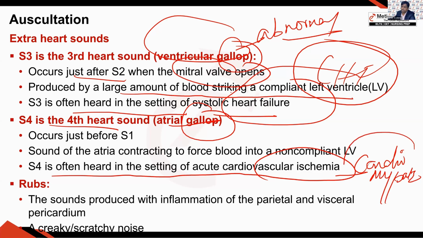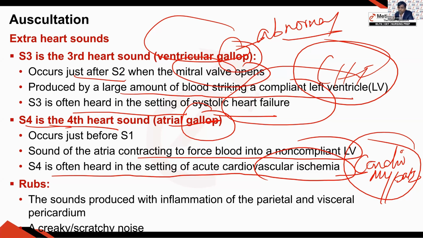Poor prognosis. Two conditions you have to write and keep for S4 sounds. S4 sounds just before S1, the sound of the atria contracting against a completely non-compliant ventricle, because the ventricle is not functioning. Non-compliant left ventricle means the left ventricle compliance is gone, the left ventricle is not working. So that is what S4 sound is, poor prognosis. Whenever S4 sounds are there, it's a cardiomyopathy or ischemia condition. Poor prognosis.